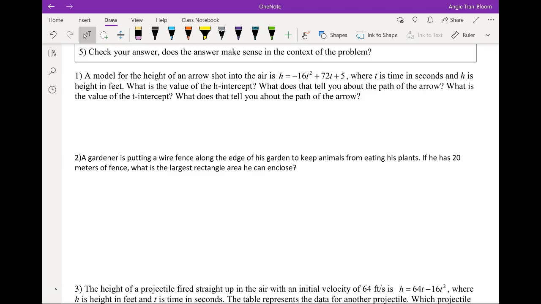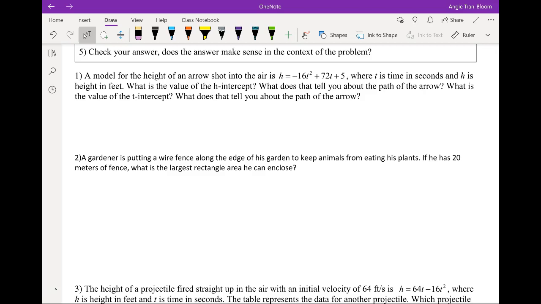Elena, can you help me read number 1, please? A model for the height of an arrow shows the area h equals negative 16 t squared plus 72 t plus 5, where t is time in seconds and h is height in feet. What is the value of the h intercept? What does that tell you about the path of the arrow? What is the value of the t intercept? What does that tell you about the path of the arrow?